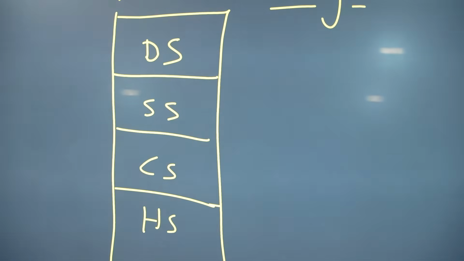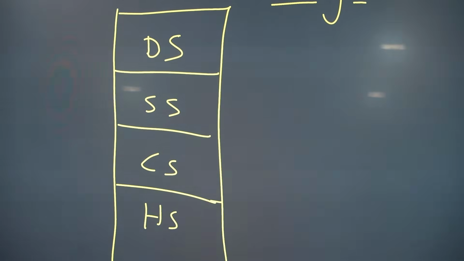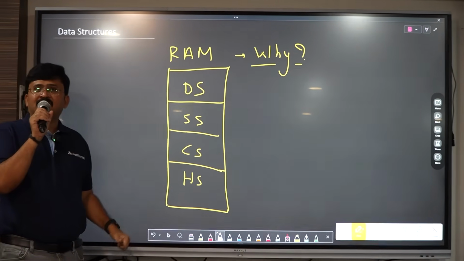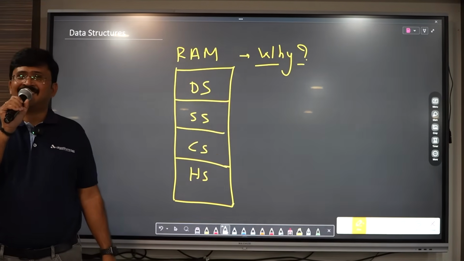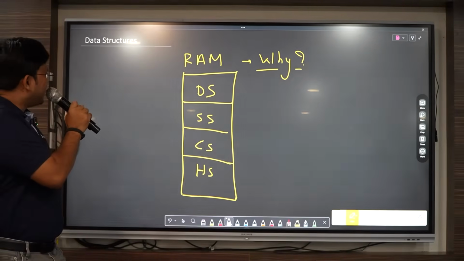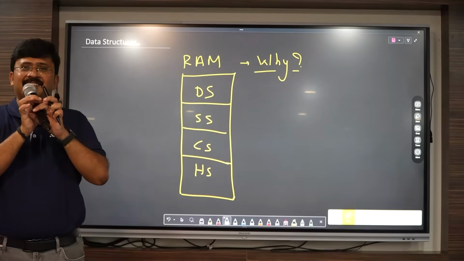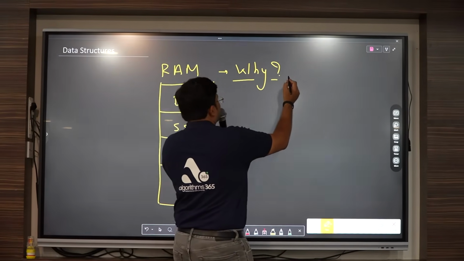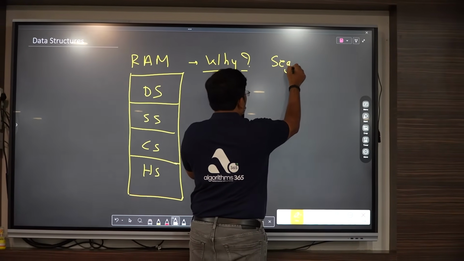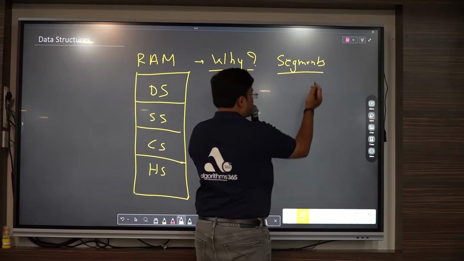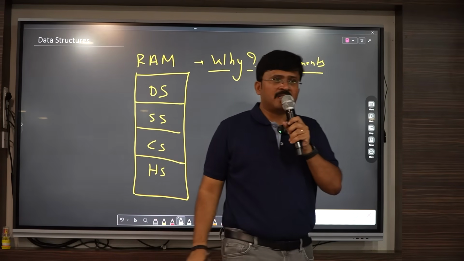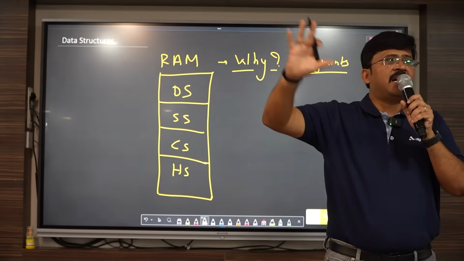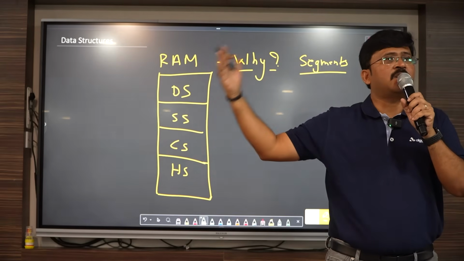Okay, so moving on to the next topic. What are these? DS, SS, CS and HS. In the RAM, when you run a program, there is something called segments. Have you heard about segments in the RAM? Let's say you wrote a program, compiled it, and asked it to run.